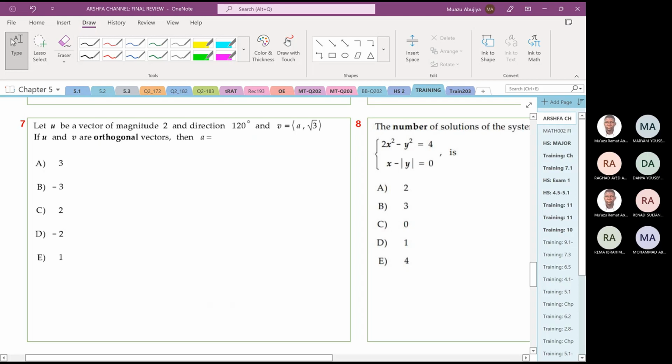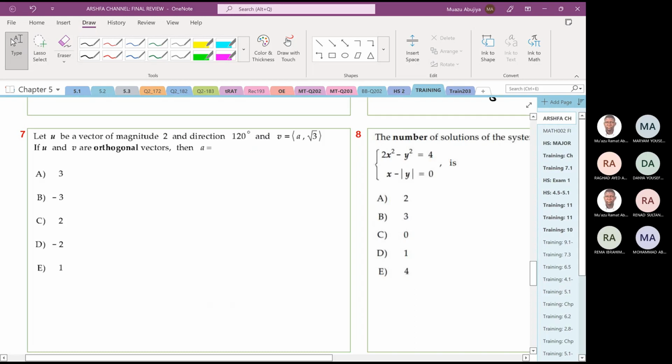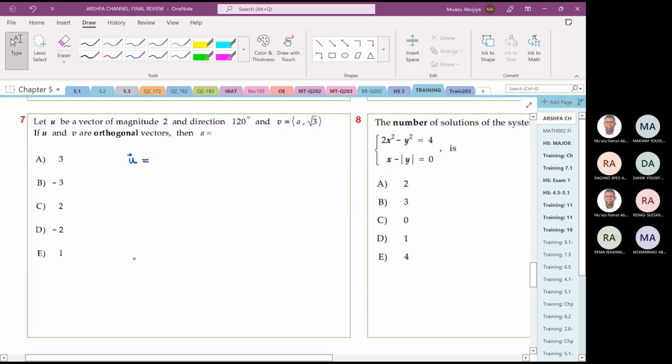Now, before we talk about the orthogonal vectors, let us define clearly our vector U. What is vector U? Generally, to find a vector, U is equal to the magnitude of U multiplied by the cosine of the given angle theta, then the magnitude of U again multiplied by the sine of theta. That is a rule, right? So let us try this out. The magnitude of U is 2, multiplied by the cosine of theta, where the angle is 120 degrees, then 2 times sine of 120 degrees.